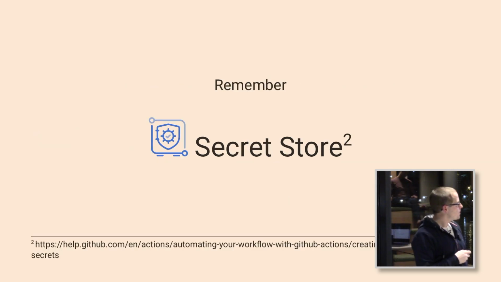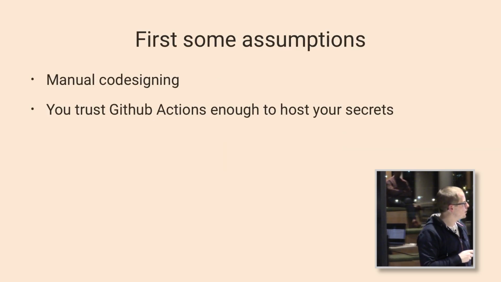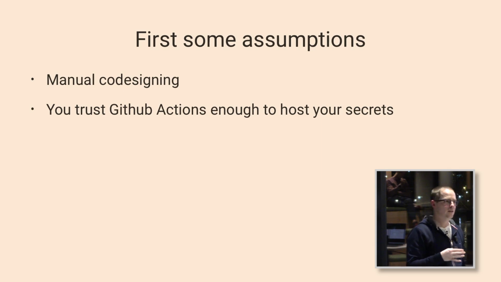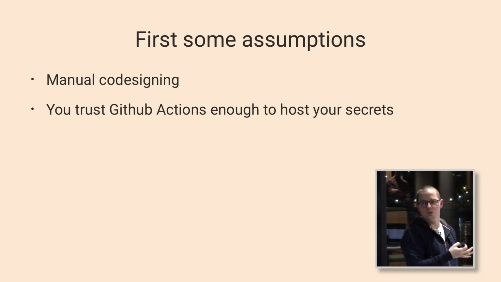Remember the secret store? This is a nice helpful link that explains a lot on how you can actually do this. First, some assumptions. You have to do manual code signing for at least your release target. I prefer using automatic code signing for my developer workflow, but for release I prefer manual because it just gives me a little bit more control. And control I want on my release builds, and on developer builds I just want it to work. And usually automatic signing does that for me.